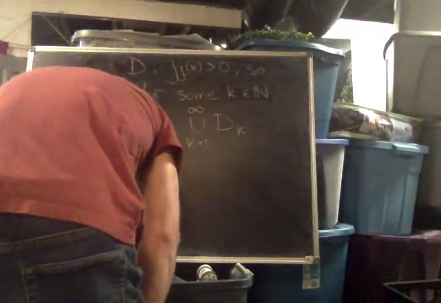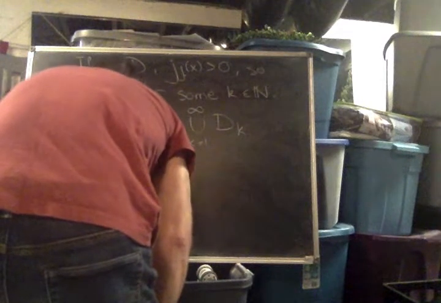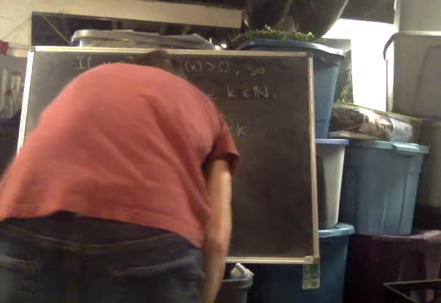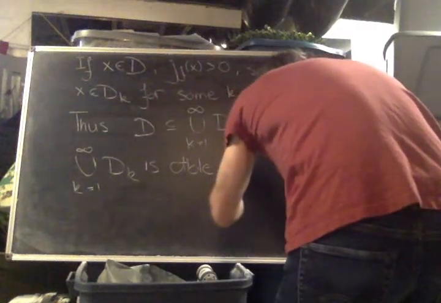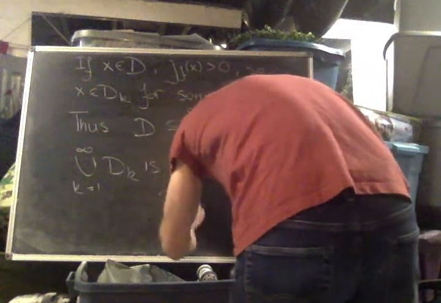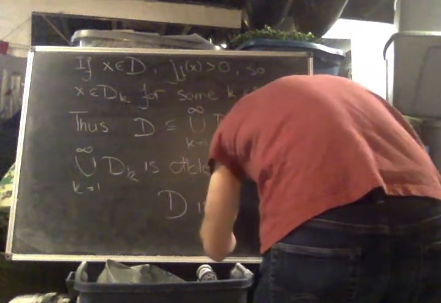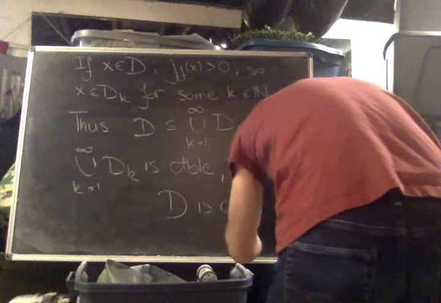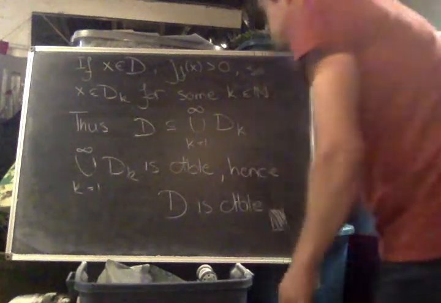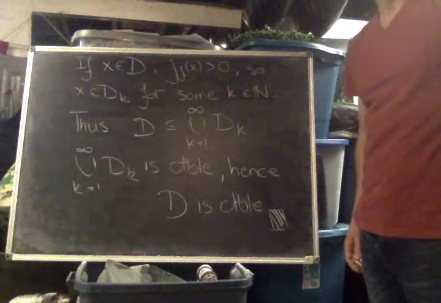So, the union from k equals 1 up to infinity of d sub k is countable. Hence, D is countable. All right.